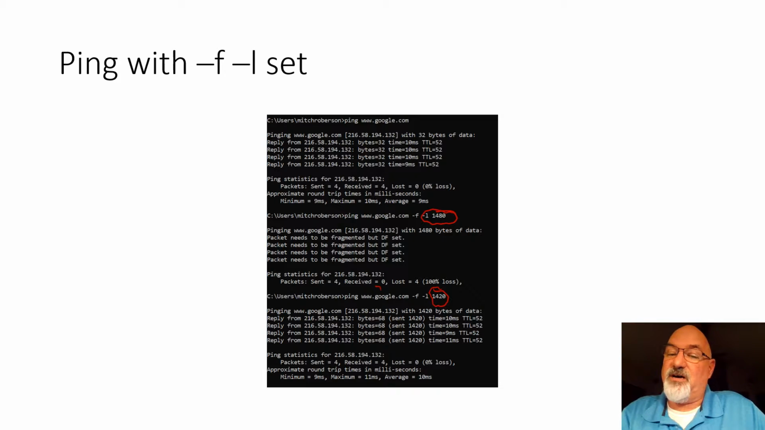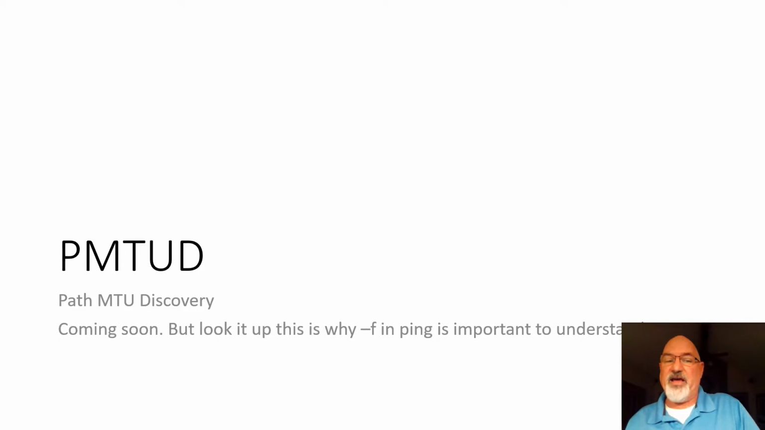I'd love to hear some comments on this, and I'm going to go more in depth in this at a later time, but this is a little idea how that do not fragment bit is used, or why that do not fragment bit becomes important. Because this thing called PMTUD, which is Path MTU Discovery, comes into play. It's coming soon. I'll do more of a discussion on it, but look it up. This is why the -f in a ping is important to understand.